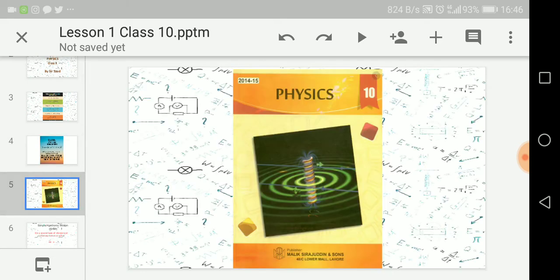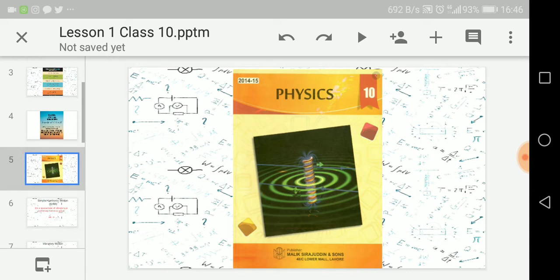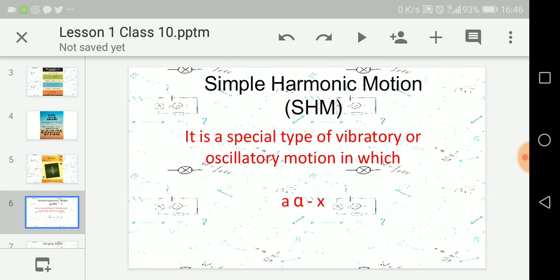This is the book that we'll be following during class 10, inshallah. The first topic is simple harmonic motion.